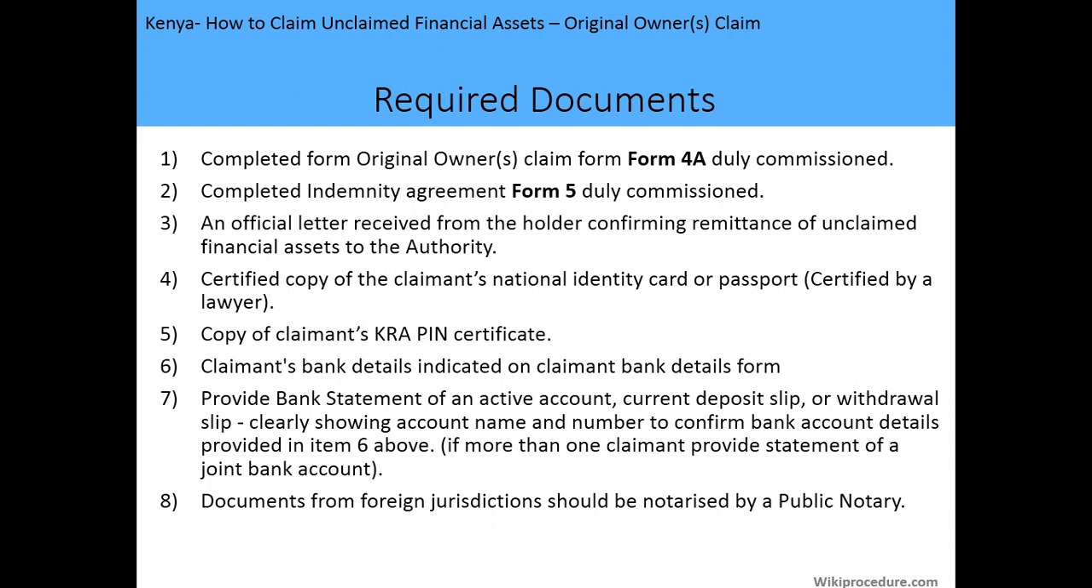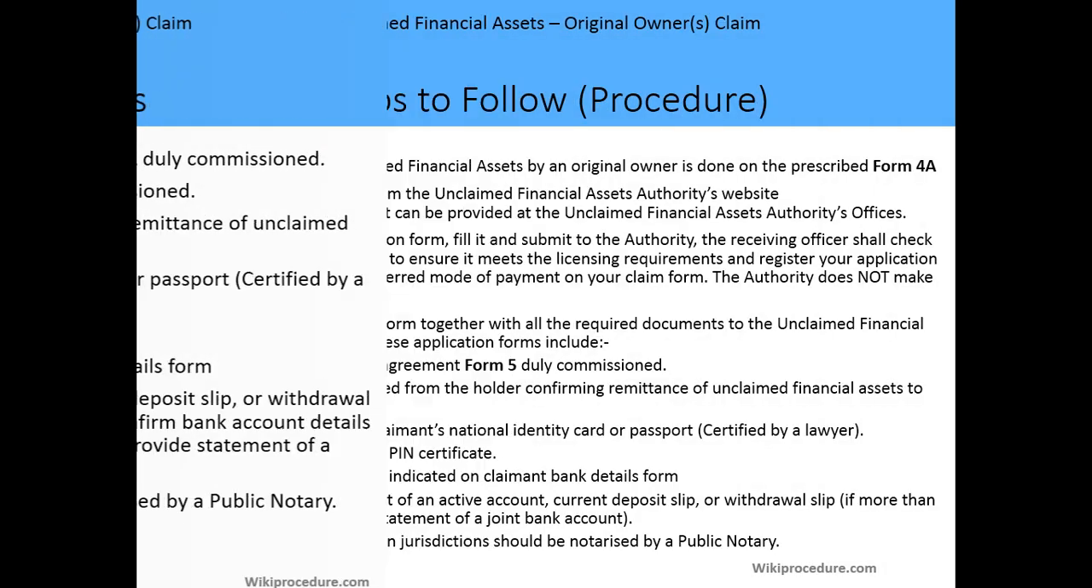You should also provide bank statements of an active account, a current deposit slip or withdrawal slip clearly showing the account name and number to confirm the bank account details provided above. And if you're more than one claimant, you should provide a joint bank account statement. You need to note that documents in any foreign language should be notarized by a public notary.